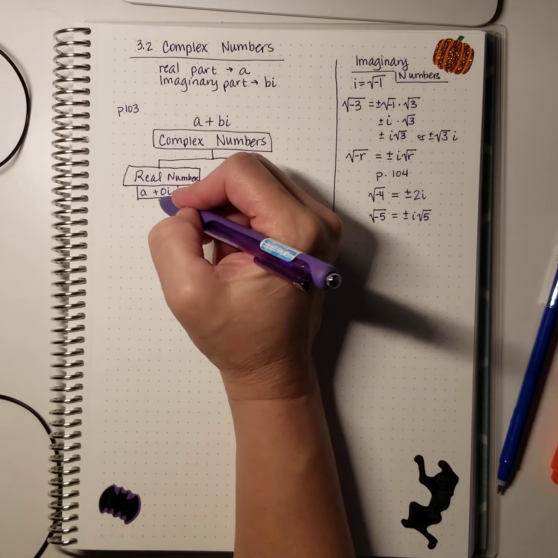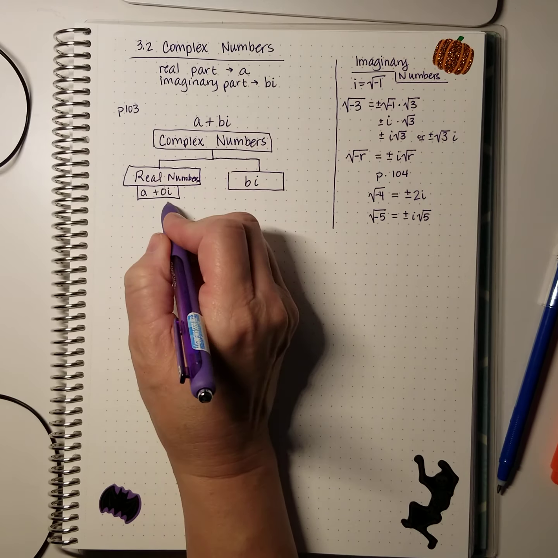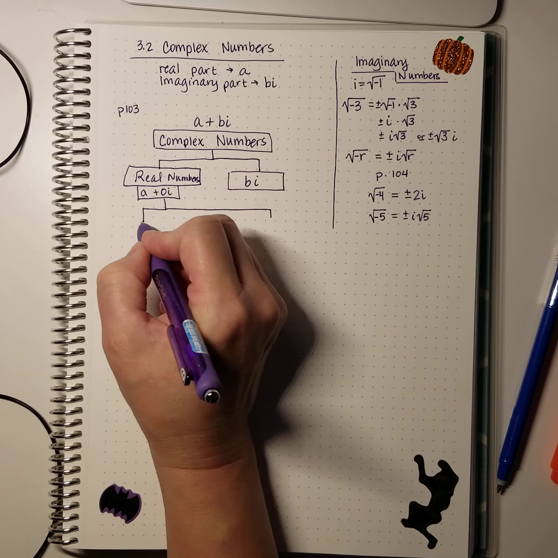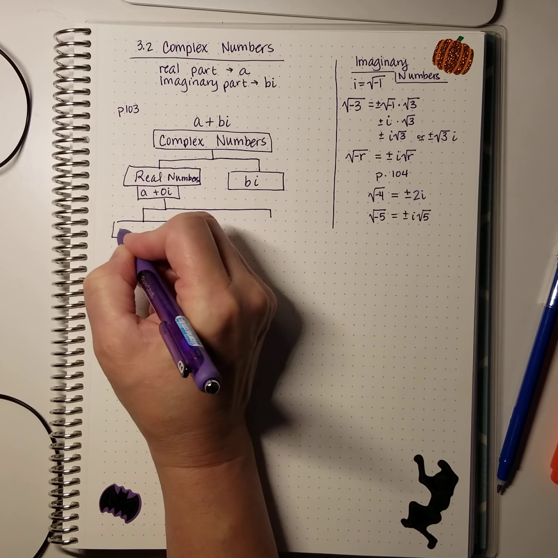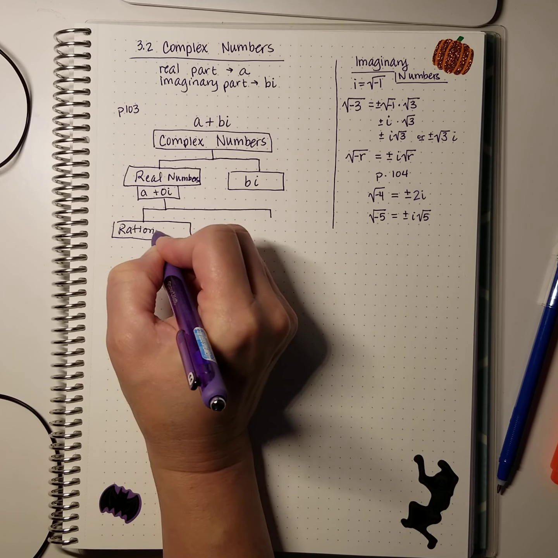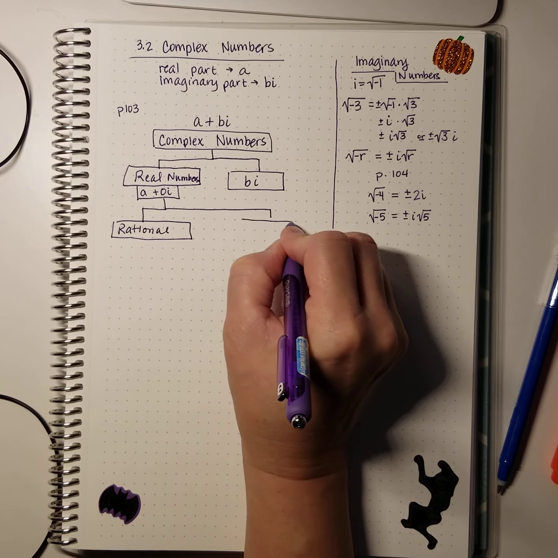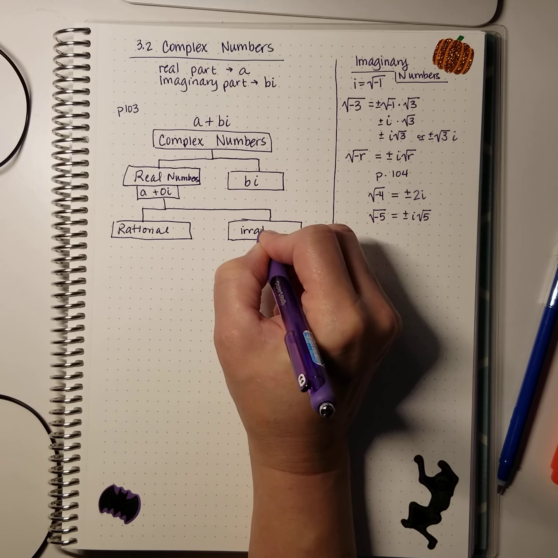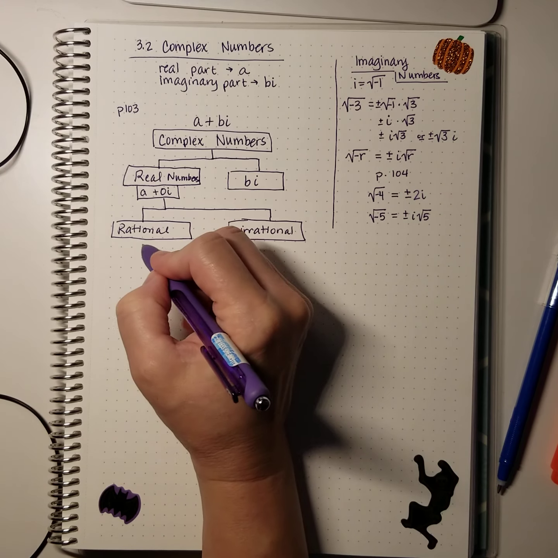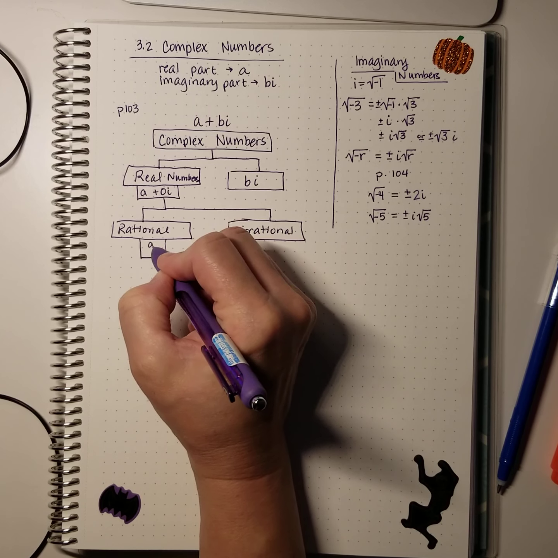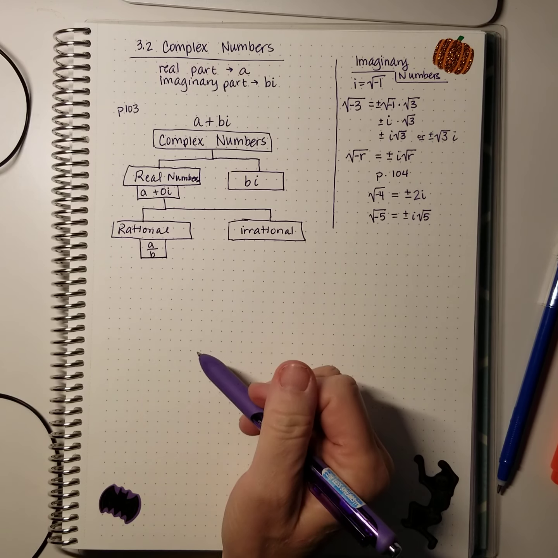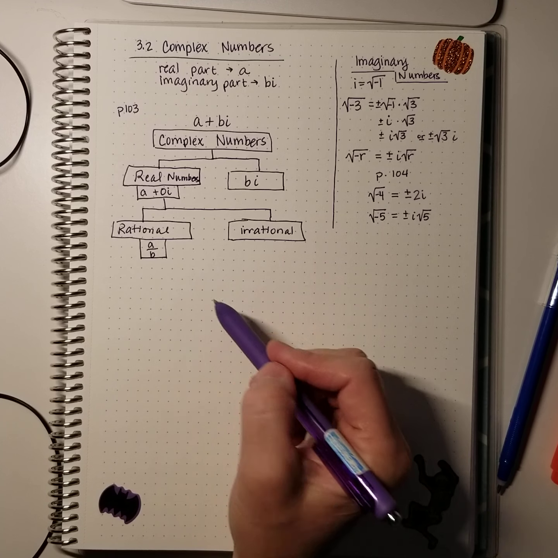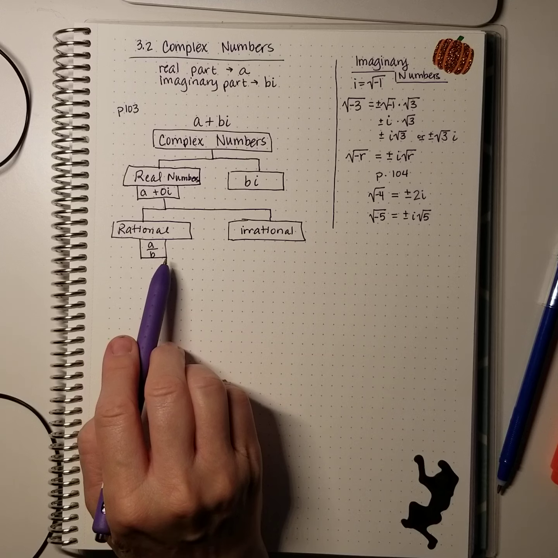Okay, and then in our real numbers, we have two types of real numbers. We have rationals and we have irrationals. So rational numbers are numbers that can be written as fractions, where a and b are both integers. So it's a ratio of two integers. So numbers like 3, which is 3 over 1, or 1/2, these are all rational numbers.